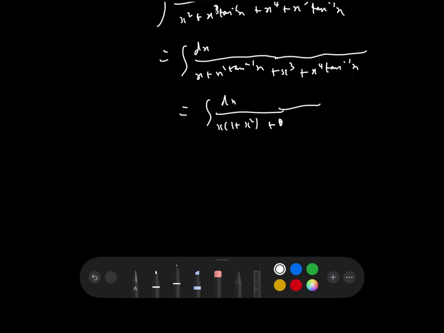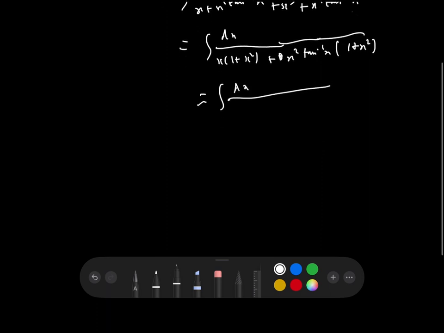Plus x squared arctan x times 1 plus x squared. And we can simplify that into x times 1 plus x arctan x times 1 plus x squared.